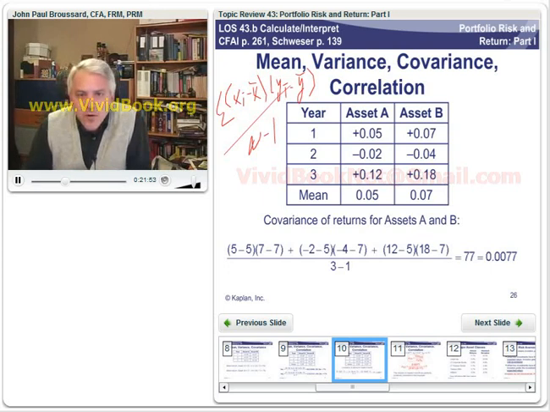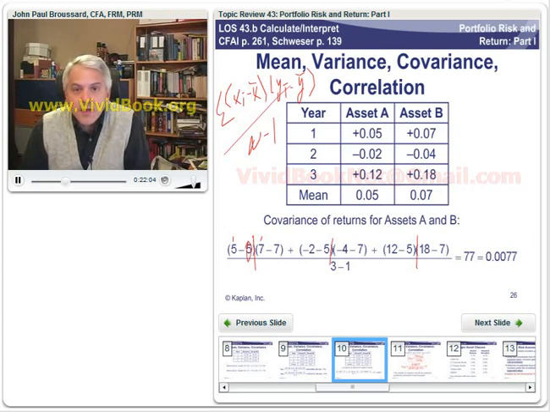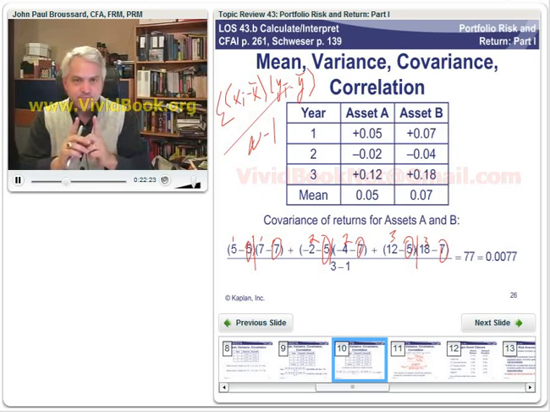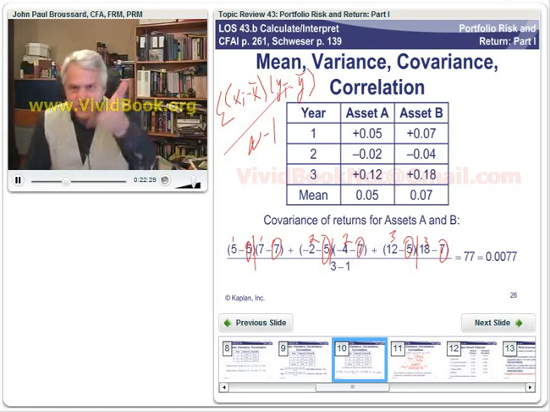I'm going to go back and draw a delineation. This is the first observation for asset A and its mean, the first observation for asset B and its mean, the second observation for asset A and its mean, the second observation for asset B and its mean, the third observation for asset A and its mean, and the third observation of asset B and its mean. Each of the deviations are then multiplied, and that gives you an indication of co-movement.